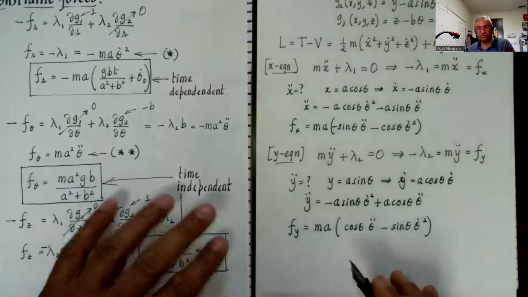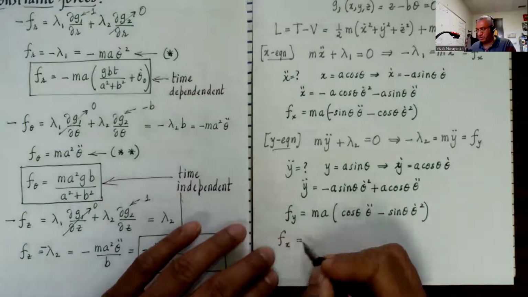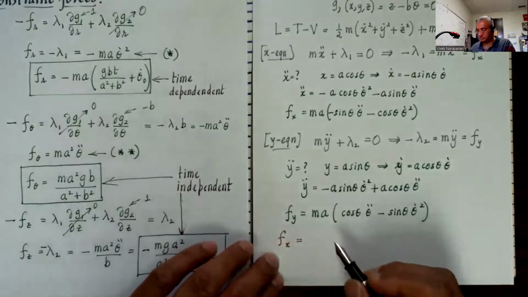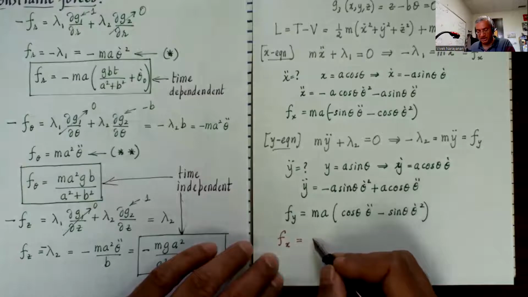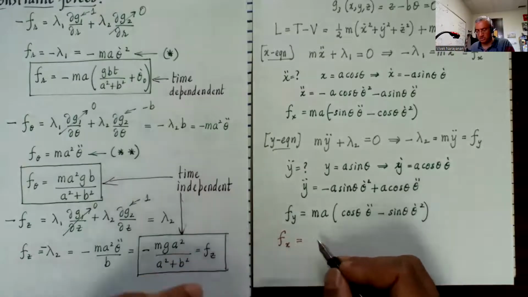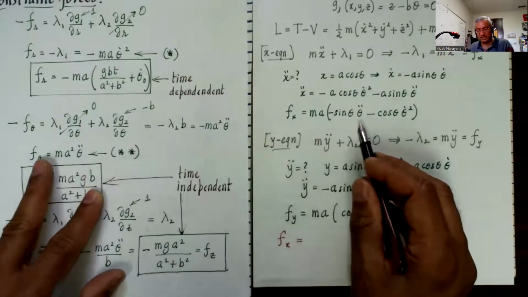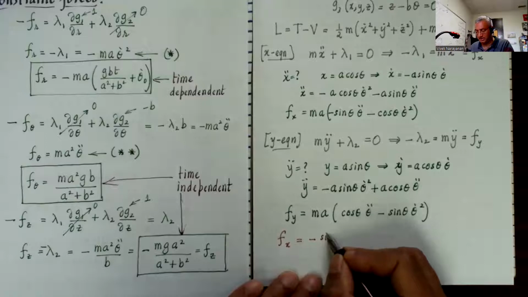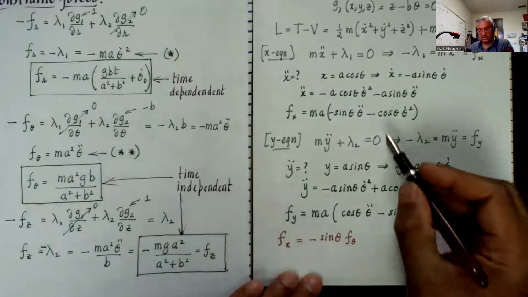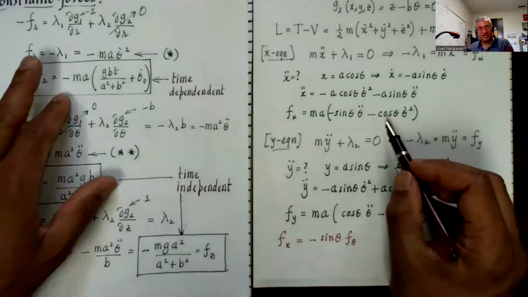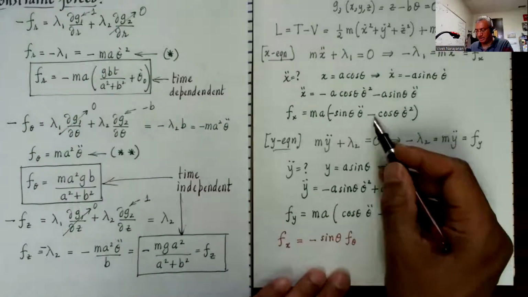I'll use a different color for this one. So Fx is going to be MA times theta double dot. That's going to be F theta. So that's going to be negative sine theta F theta. And then Fr is negative MA cosine theta dot squared. So that's going to take care of the negative sign there.